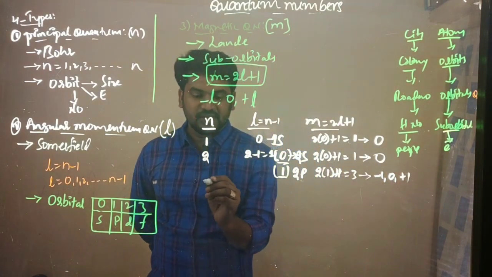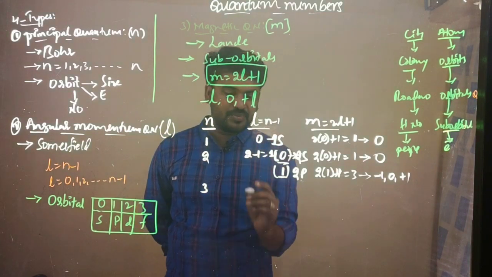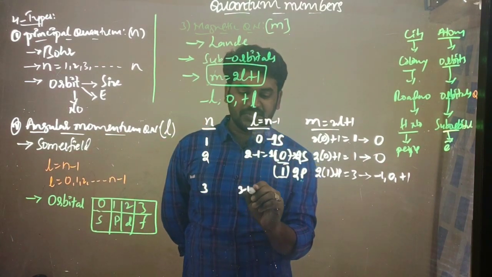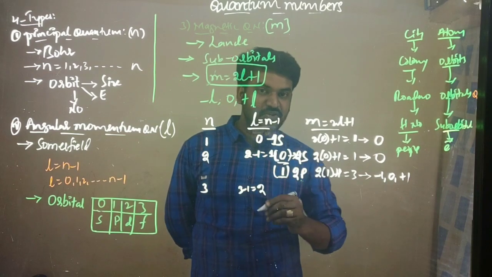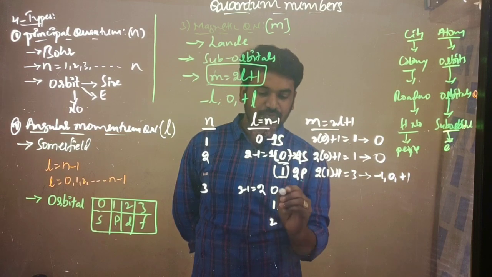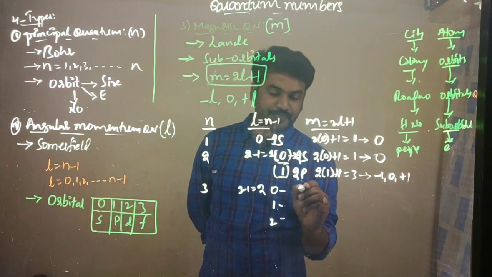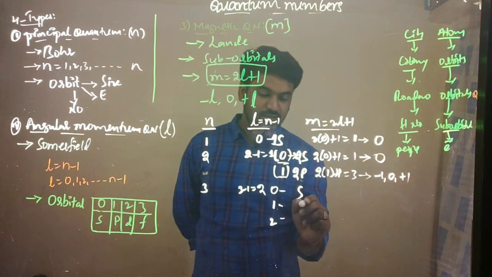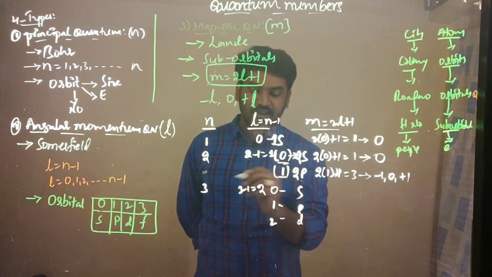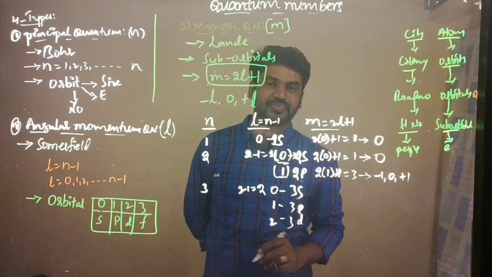Suppose we take n value 3. Here 3 minus 1 becomes 2. That means we need to write up to 2, like 0, 1, 2. So what we will get here? 0 means s orbital, 1 means p, 2 means d. They all are present in the third orbit. So 3s, 3p, 3d. Okay.